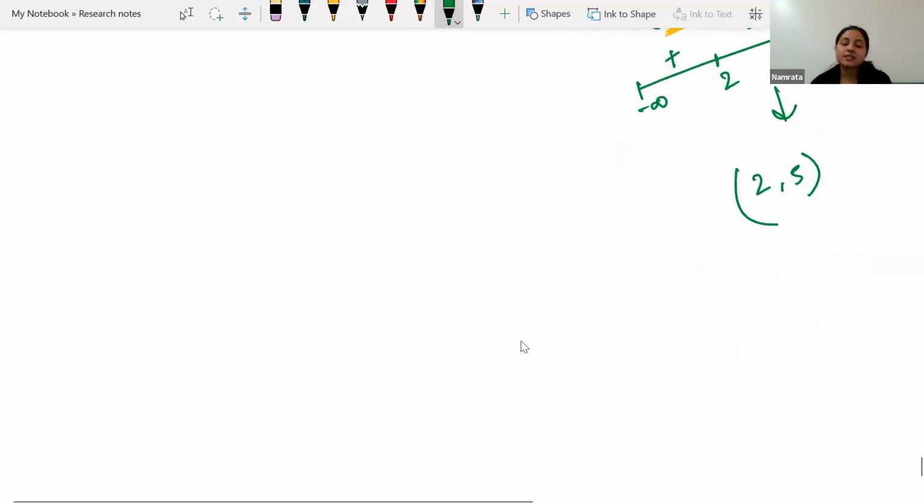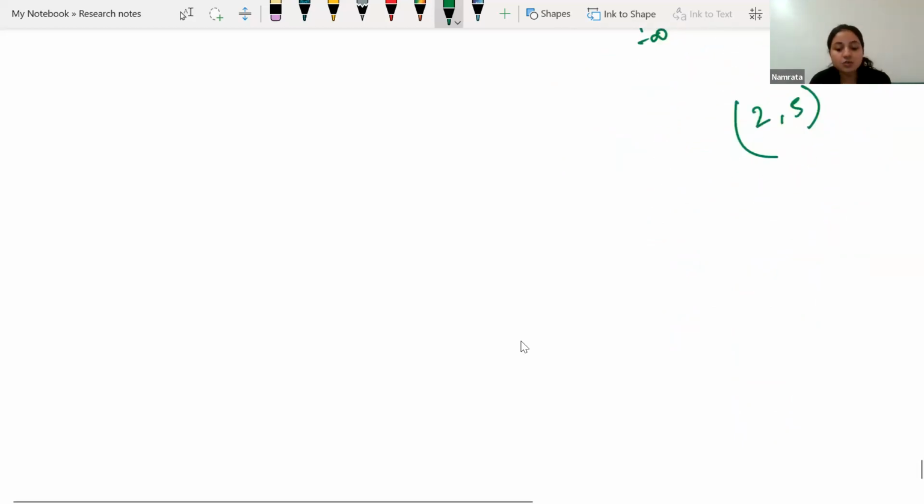Now the next example I would take is also related to the wavy curve method. With the help of examples, we are learning what we need to avoid and where we have to be careful while using the wavy curve method.